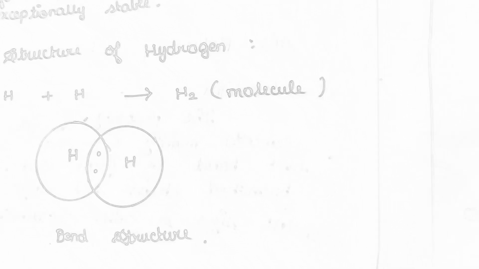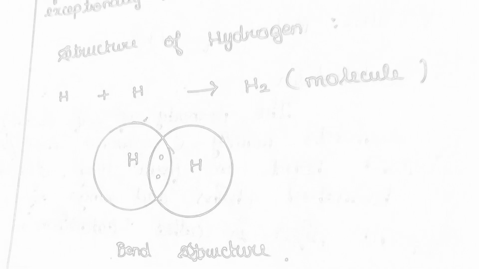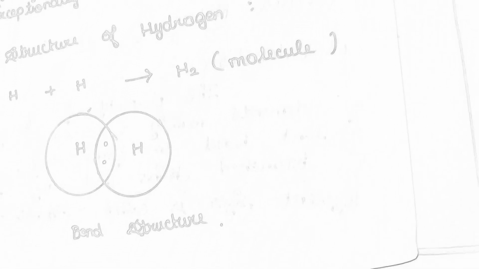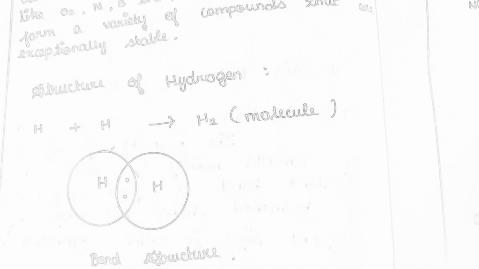First we can see the structure of hydrogen. If one hydrogen atom and another hydrogen atom combine, it forms a hydrogen molecule. You can see the diagram of that. I have drawn two circles, and in between there are some dots. Those are the two electrons which are shared. Why is it shared? Because it is a covalent compound. I think I have already explained this.